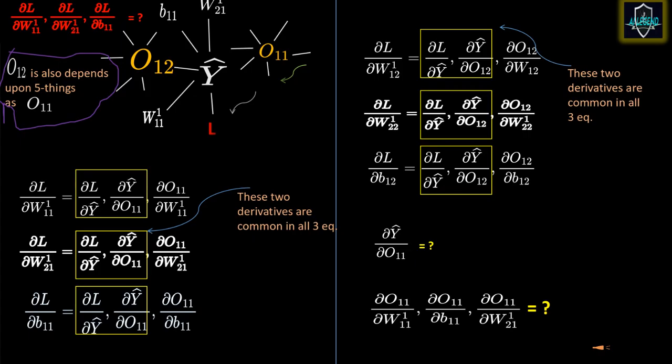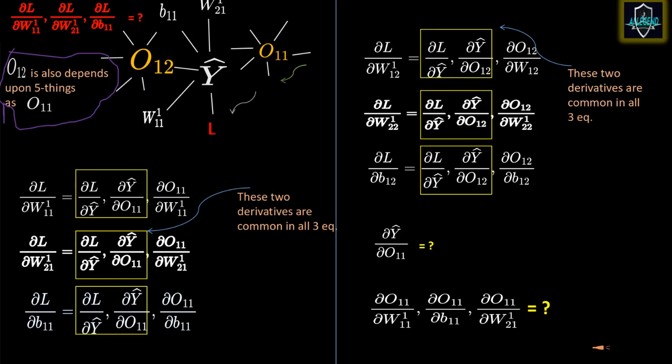So let's come to the formulas: del L over del W11 is equal to del L over del y hat multiplied by del y hat over del O11 and del O11 over del W11. So here the first two things in all three equations are common, right? And the second one also: del L over del W121 is del L over del y hat multiplied by del y hat over del O11, and then del O11 over del W121. So in all three, del L over del y hat multiplied by del y hat over del O11 are common. So we need to find the rest.